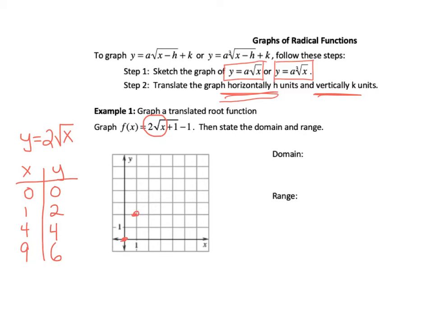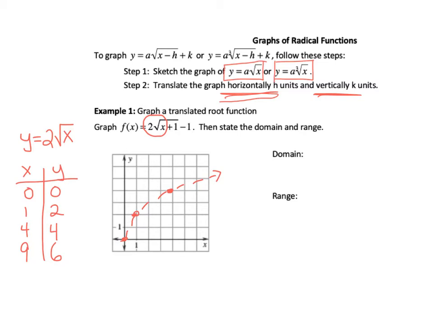So I plotted (0, 0), and then (1, 2), and then (4, 4). 1, 2, 3, 4, up 1, 2, 3, 4. And (9, 6) isn't going to fit on here, so I'm good with that for right now. And then because this isn't my answer, I always draw it in as a dashed graph. Okay, now I'm done with step 1.